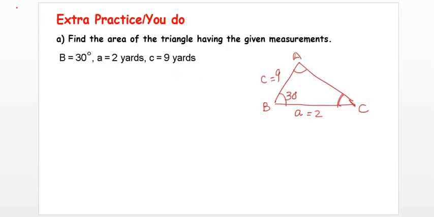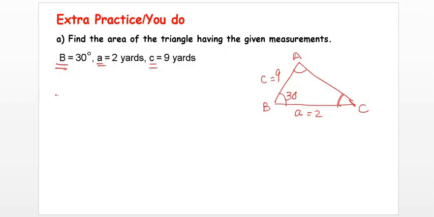So clearly you can see that if you have been given any angle and the other two sides are given with the small letters, and none of them is B, that means these are the two sides that will be containing this angle. Clear? Okay, so now it's very simple.